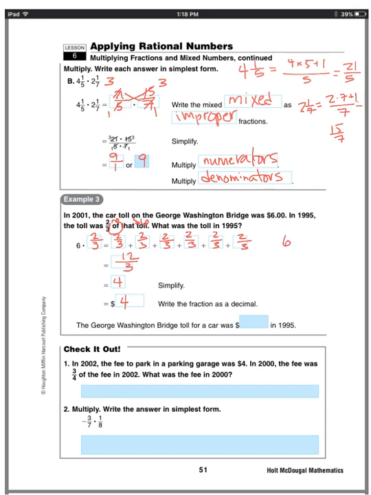Or you can do 6 over 1 times 2 over 3. 3 goes into 3 one time and into 6 twice, and 2 times 2 is 4. So you could have either added those all up and divided by 3, or multiplied, and your simplifying would get you $4. So check it out, either with your adding or with your multiplying, whatever you like better.